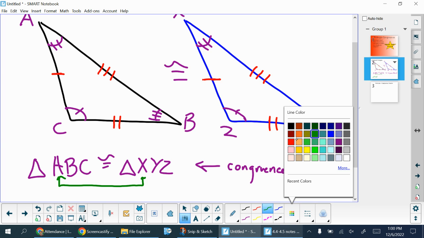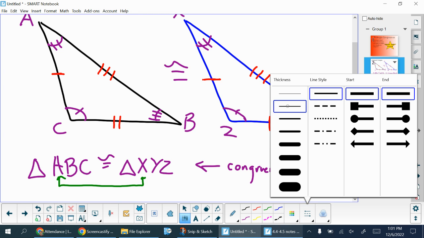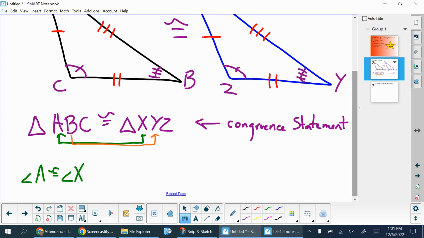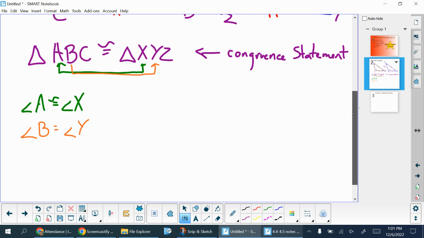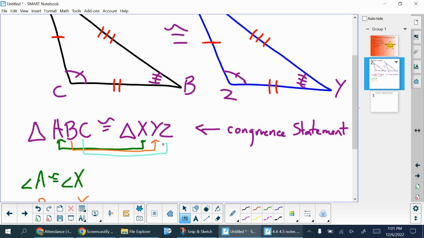Then if I pick a different color here, I'm actually going to make my line just a little bit thinner. So the next one in line here is that B and Y are both second. So that would tell us that angle B is congruent to angle Y. And then the last pair here, C and Z are written together because angle C and angle Z are congruent.